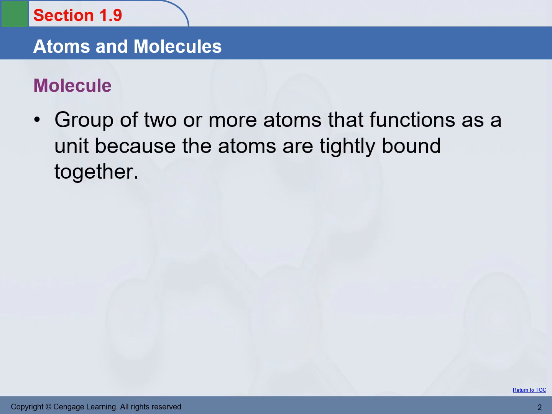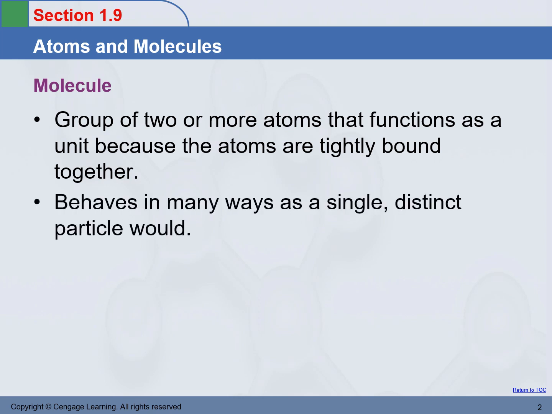An atom does not usually stay by itself. What happens most of the time is that two or more atoms will combine together to form a new unit. This kind of unit is called a molecule. A molecule behaves in many ways as a single distinct particle. Its behavior is different from those atoms that are in it.